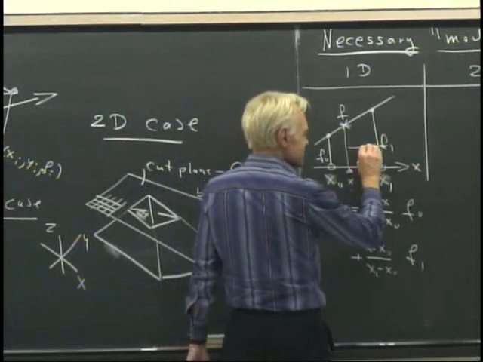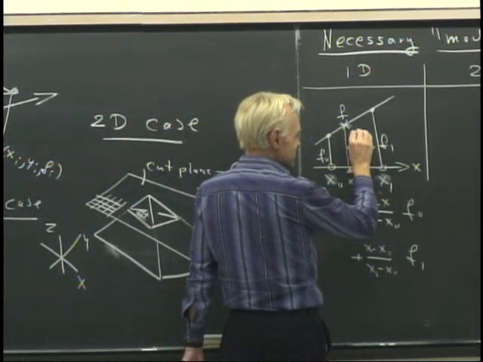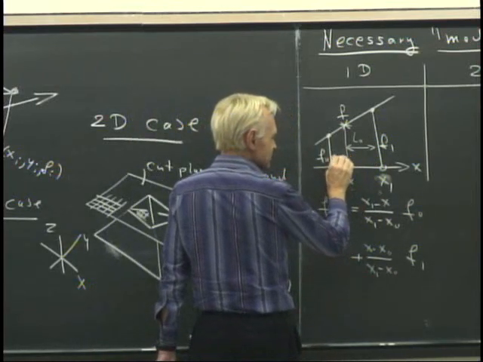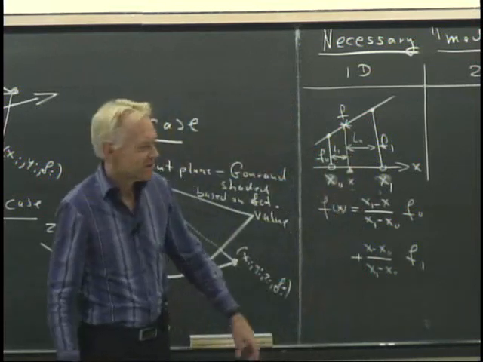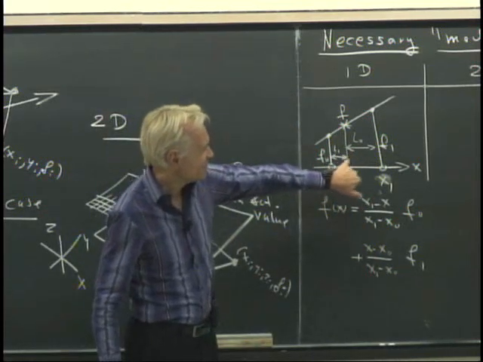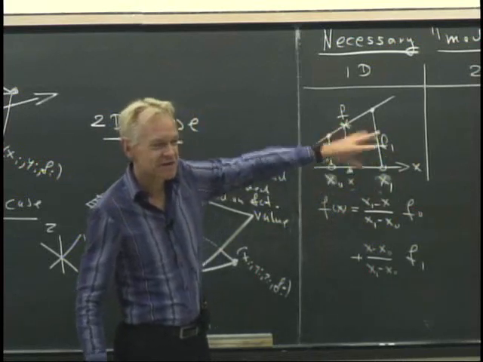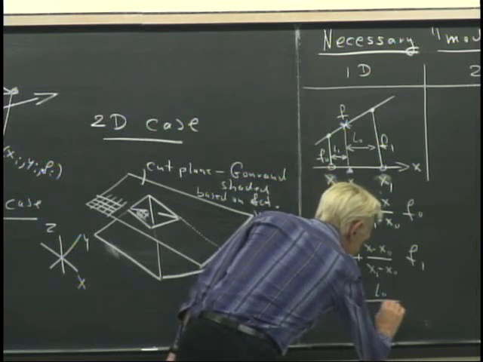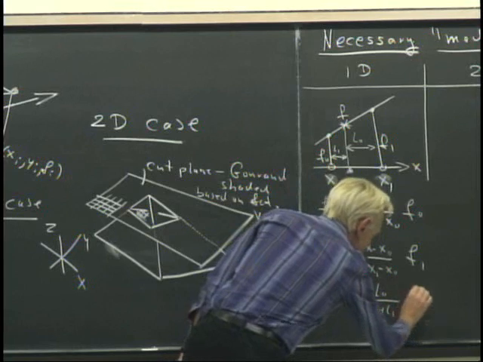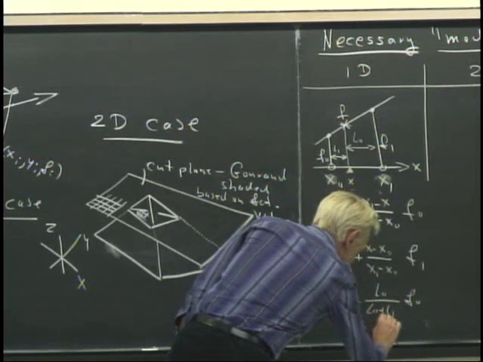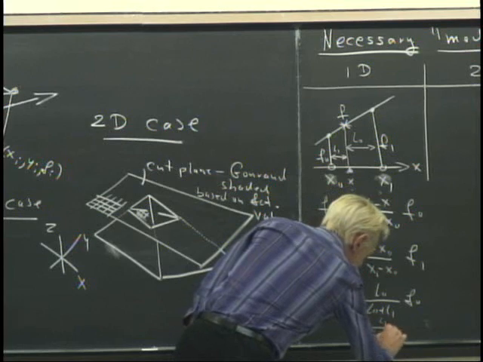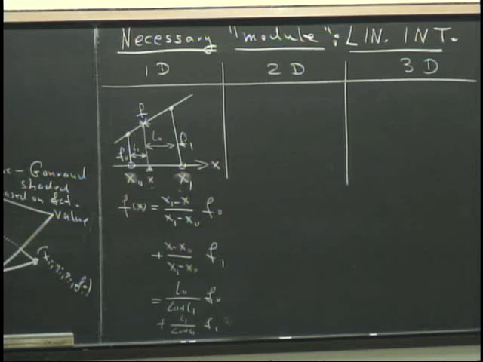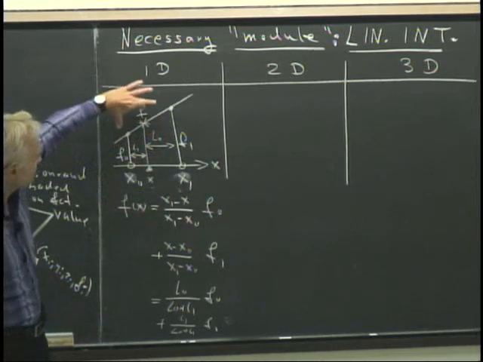I remember that this interval has a length, and I call this length L0. And this one has a length here, this interval, and I call this length L1. So the length closest to F0 I call L1. The length closest to F1 I call L0, opposite index. And then I can just say this is L0 over L0 plus L1 times F0 plus L1 divided by L0 plus L1 times F1. Okay. Linear interpolation for a line.